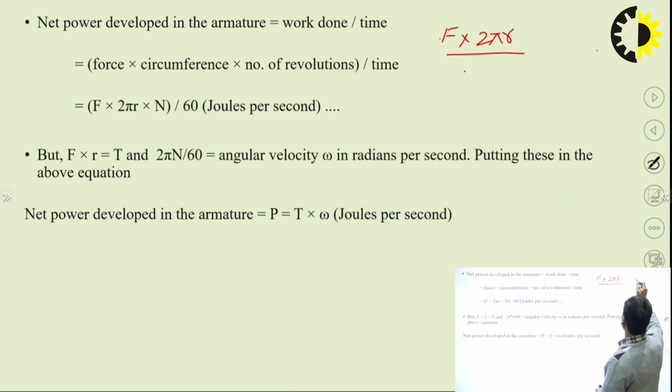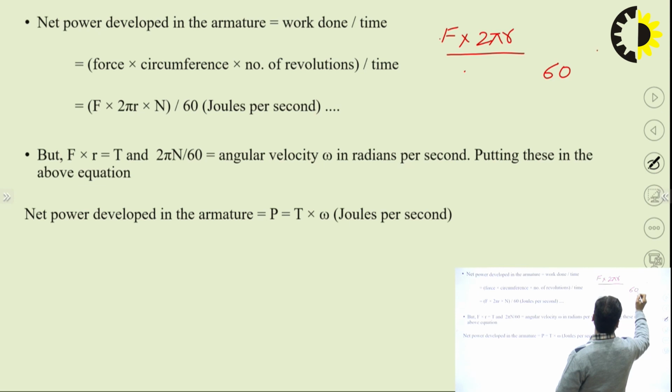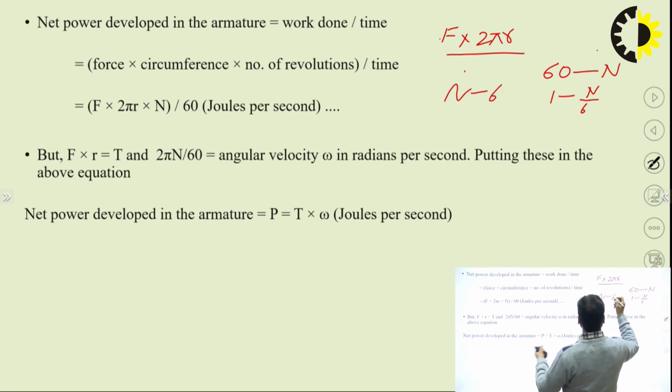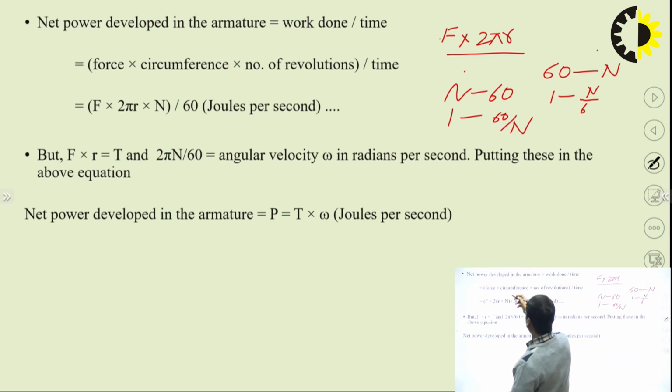So in 60 seconds, we have N revolutions. So in 1 second, it is N by 60. Reversing it, in one revolution, the time taken is 60 by N. So we can put 60 by N for the time.